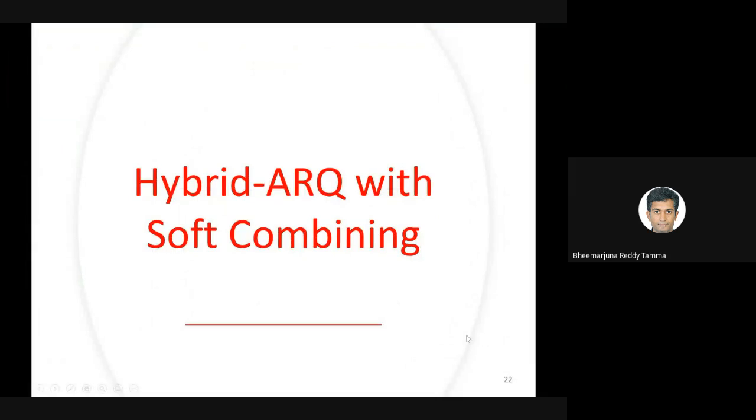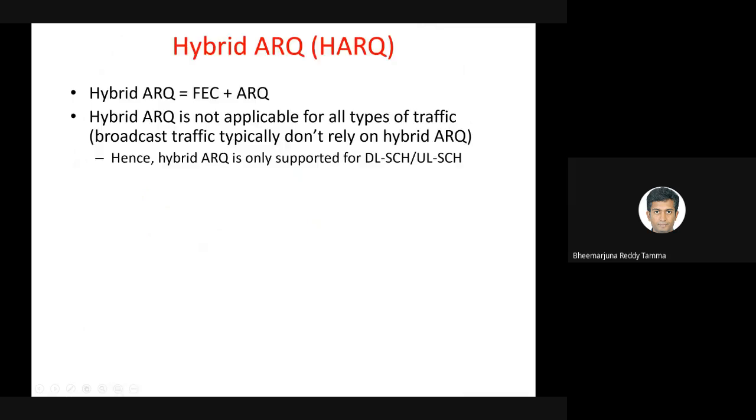Okay, so let me quickly recap what we have discussed regarding hybrid ARQ with soft combining. So I was mentioning that hybrid ARQ is something where you want to do both forward error correction along with retransmissions whenever you see that FEC fails.